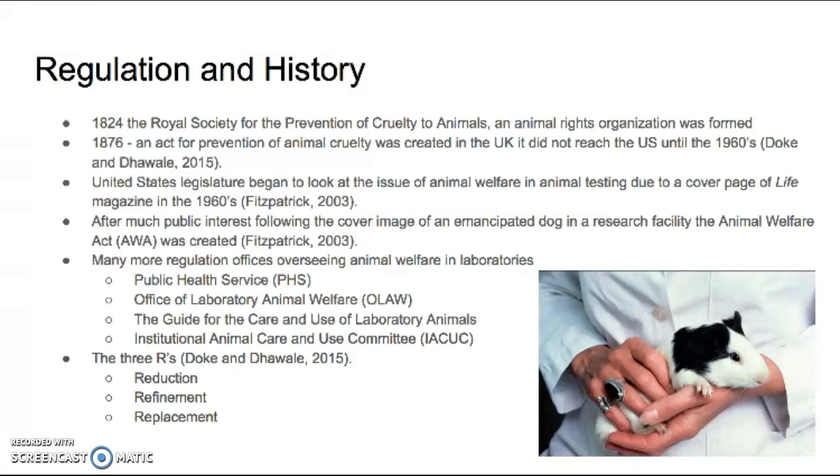The United States legislature began to look at the issue of animal welfare and animal testing due to a cover page of Life magazine in the 1960s. After much public interest following the cover image of an emaciated dog in a research facility, the Animal Welfare Act, AWA, was created. The AWA covers all species of animals in all types of research, with the exception of birds, mice, rats, and agriculture animals used for production purposes.